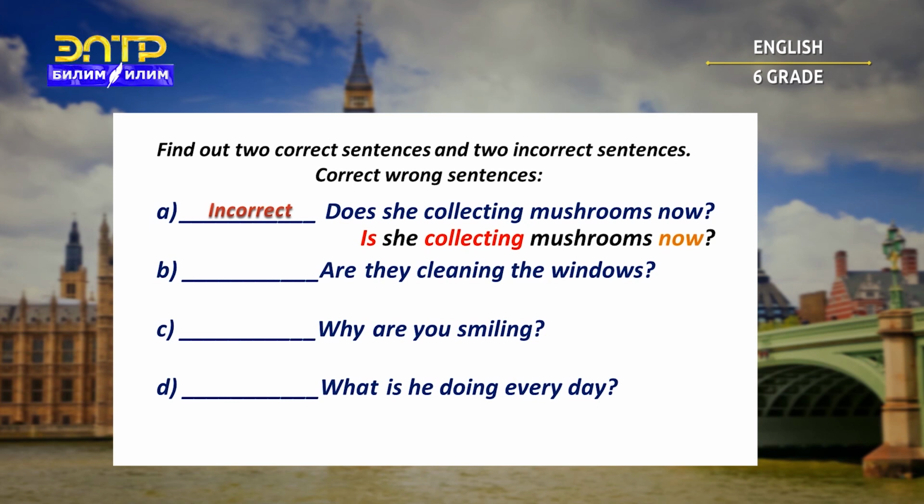Question B. Are they cleaning the windows? This is the correct question. C. Why are you smiling? This question is correct. D. What is he doing every day? This is an incorrect question. When we talk about action happening every day, we use present simple. So, the correct question is, what does she do every day?